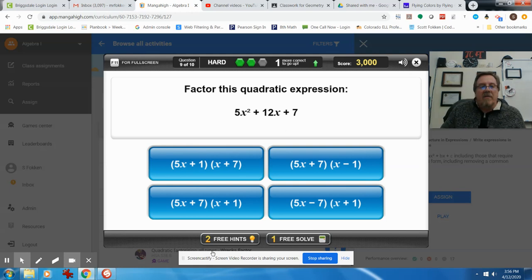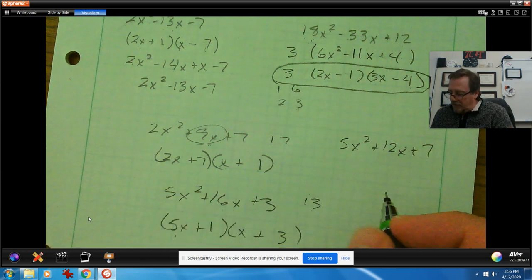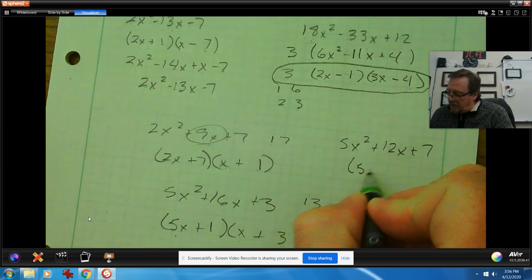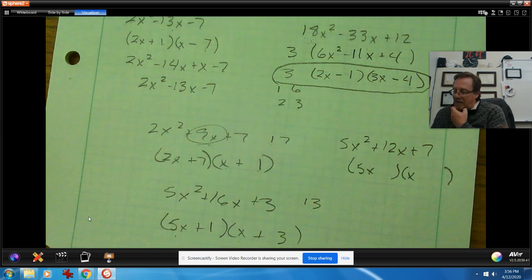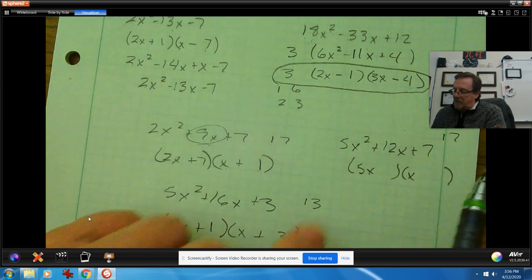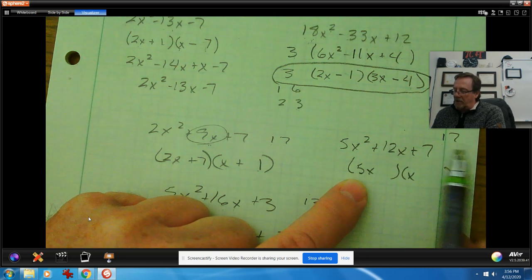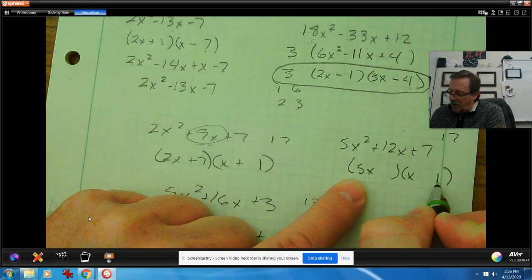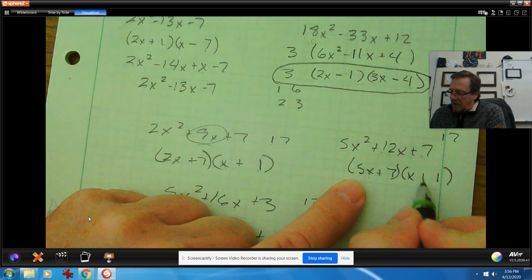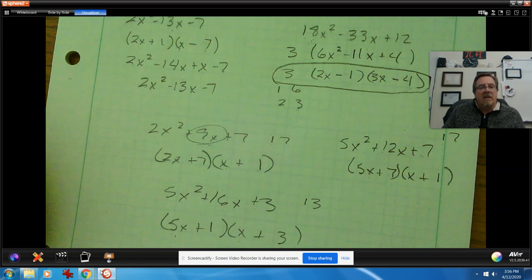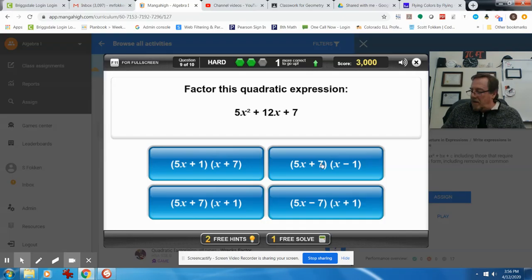So here we have 5x squared plus 12x plus 7. Again, 5x and x are really the only choices for this first one, but I got to think about 1 and 7 and how to get to 12. And so I think I have to do 5 times 1 and 1 times 7. So 5 times 1 and the 7 times the 1x. And again, everything being positive, we'll go with 5x plus 7 and x plus 1.